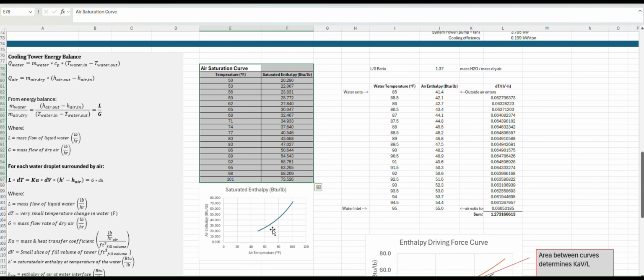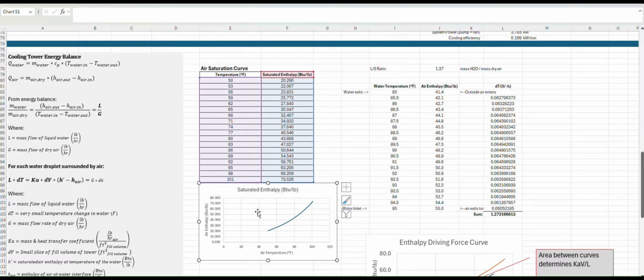This is just a simple air saturation curve where at various temperatures of air on the x-axis, your y-axis is what the enthalpy of that air would be if it were saturated. And if you're familiar with a psychrometric chart for air properties, it's basically the same shape of that curve, except instead of showing humidity ratio on our y-axis, we're showing saturated enthalpy. So these are just arbitrary temperatures that I've typed in myself. And then I'm calculating saturated enthalpy based on some custom psychrometric macros.